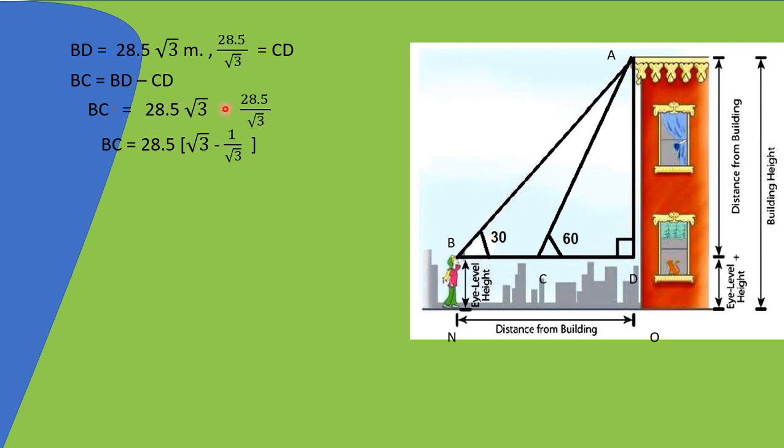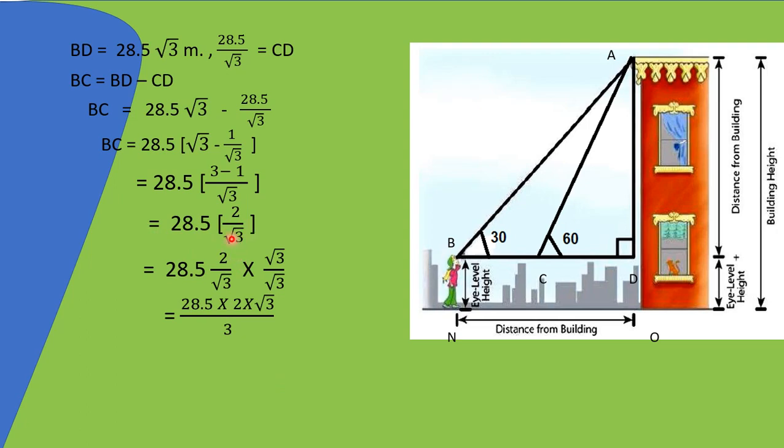Now in both of these terms 28.5 is common, so we can take 28.5 common. Inside the bracket we have the remaining terms, root 3 minus 1 by root 3. Now by taking the LCM here, we get 3 minus 1 upon root 3, and after solving this we get 28.5 into 2 by root 3, that is equal to BC. Now as the denominator here is root 3, we rationalize the denominator, and this quantity is multiplied and divided by root 3.